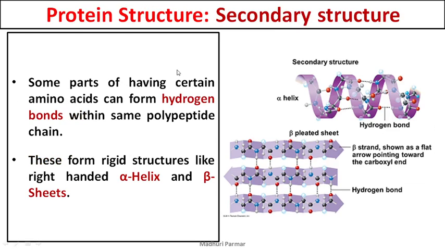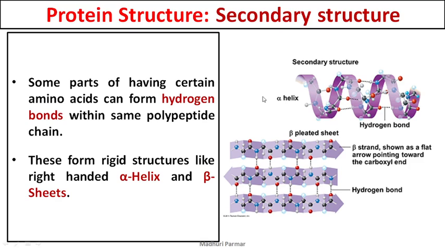After the primary structure comes the secondary structure. Some amino acids can form hydrogen bonds. Remember the amino acids which had an OH group, which were polar. Such amino acids can form hydrogen bonds. The R groups can form hydrogen bonds with each other. So in this case, the amino acids will form secondary structures which are known as alpha helix or beta pleated sheets.